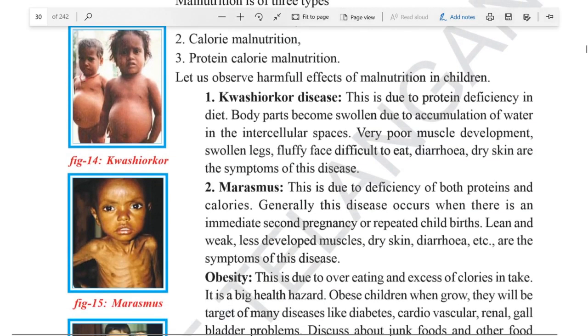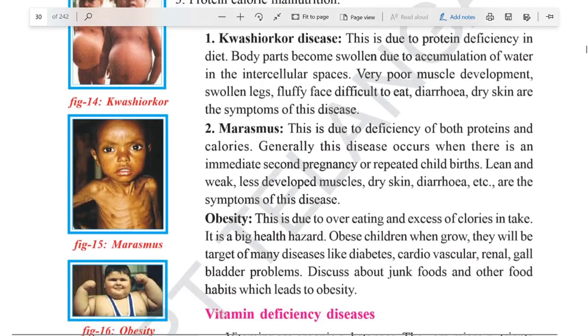Now marasmus. Marasmus is the deficiency of both, when we don't take enough proteins as well as calories. So this happens due to the deficiency of both. It is generally seen in pregnant ladies, and occurs when there is an immediate second pregnancy or repeat childbirths. Lean and weak body, less developed muscles, dry skin, diarrhea, etc. are the symptoms of this disease.